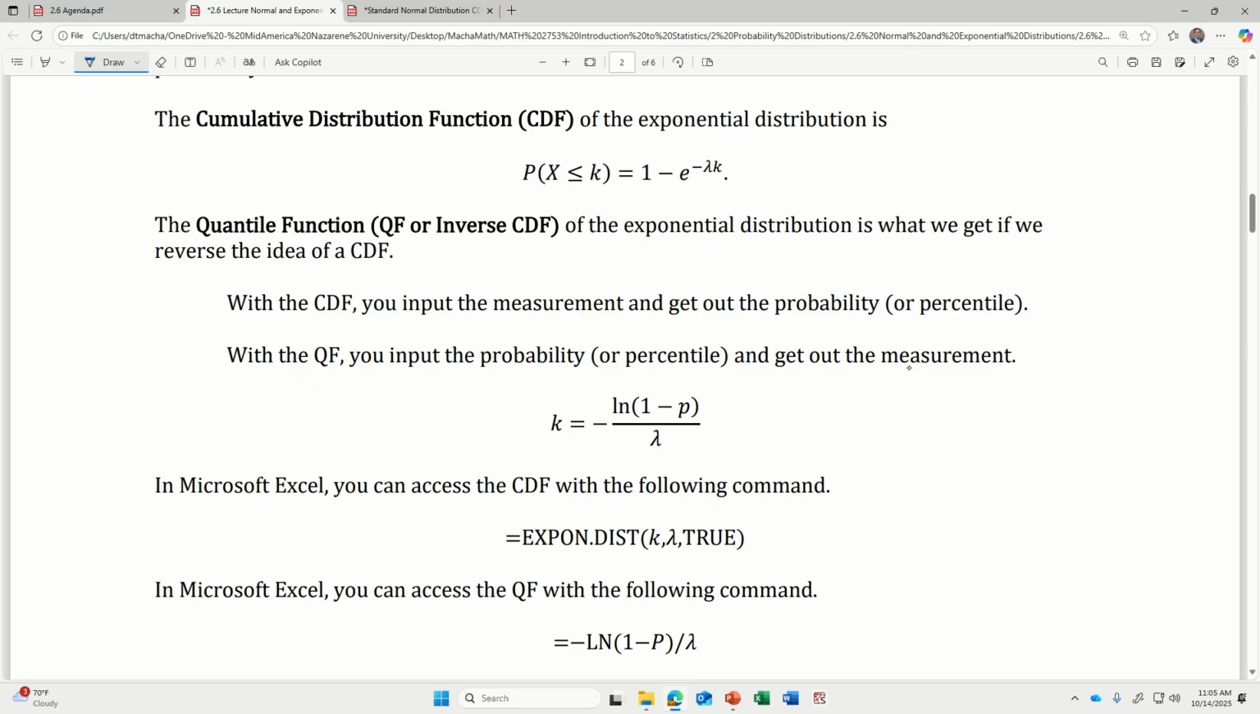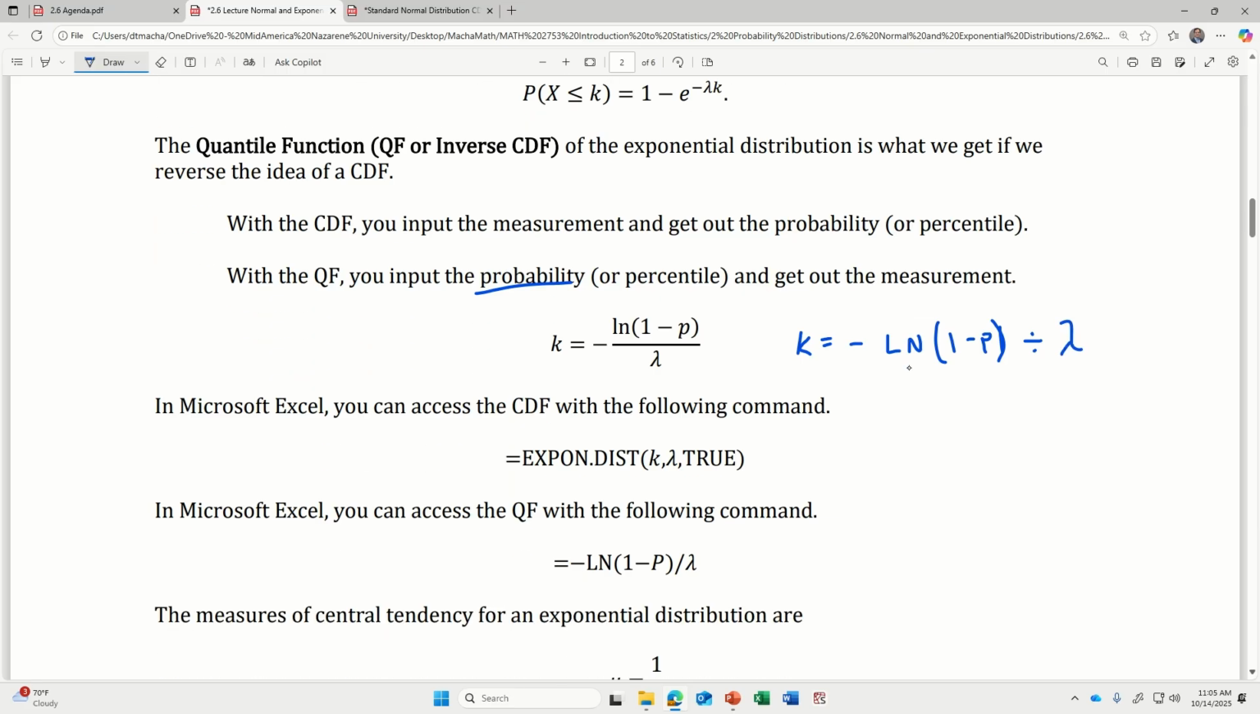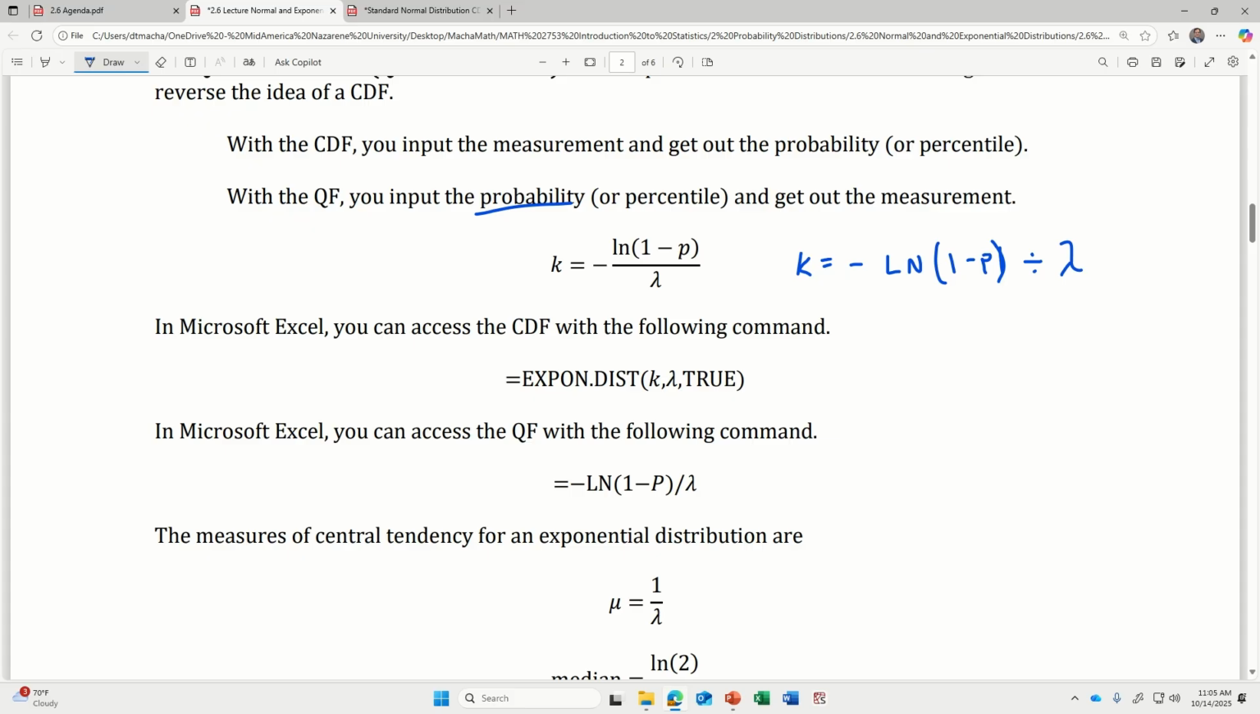The quantile function, remember, is the inverse of the CDF function. And so we're going to input some probability that we want, and we're going to get out the measurement. In your calculator, you have to use the LN button. So this is going to be like minus, and then your calculator does have a button that says LN for natural log, 1 minus p, and then divided by lambda.